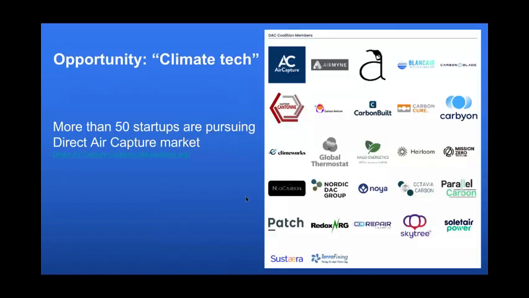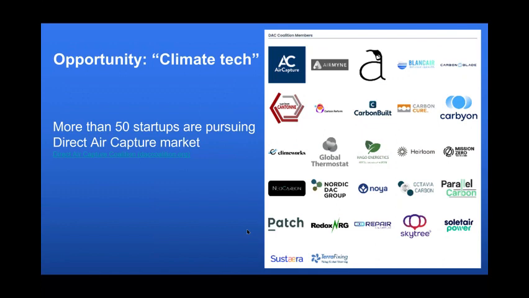I'll come back to the rock weathering in a minute. There's this other thing in climate tech. The real tech solution here is this thing called direct air capture. Direct air capture is a kind of a frenzy right now. There are about 50 startups pursuing this market, and they're all over the world.